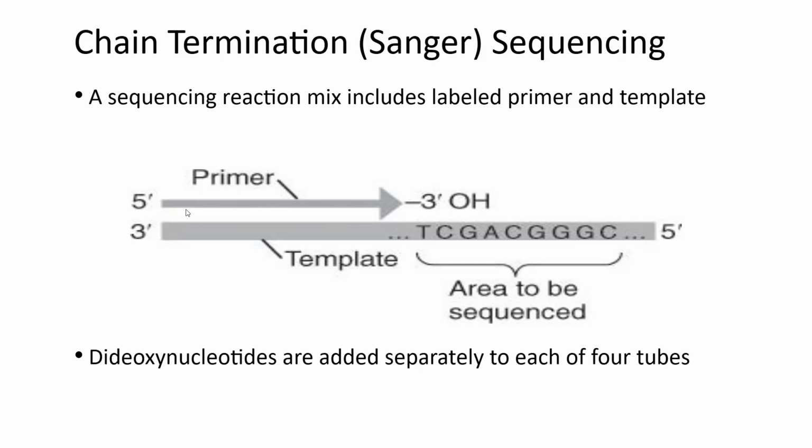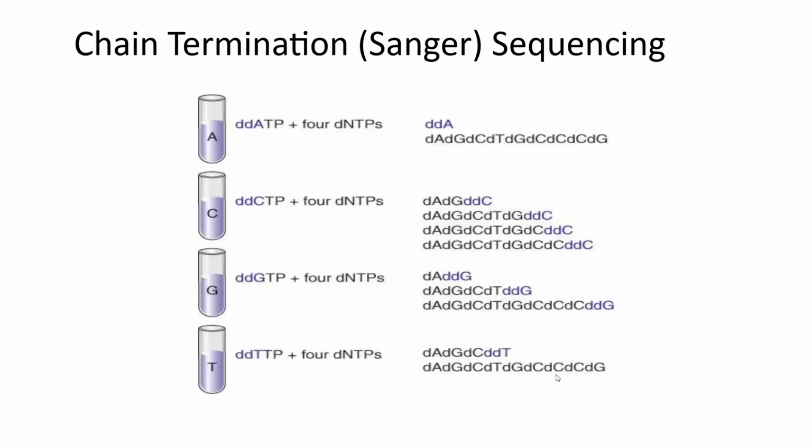So we have labeled primer, and then the template DNA and the area to be sequenced. The primer is going to stick to the template, and then we're going to try to make copies of the DNA sequence. While we're making the copies, we have 4 different dideoxynucleotides: the dideoxy A, T, C, and G. And those are added separately to each of 4 tubes. So we have the ddATP, the ddCTP, the ddGTP, the ddTTP. So that's going to add A, C, G, and T bases.